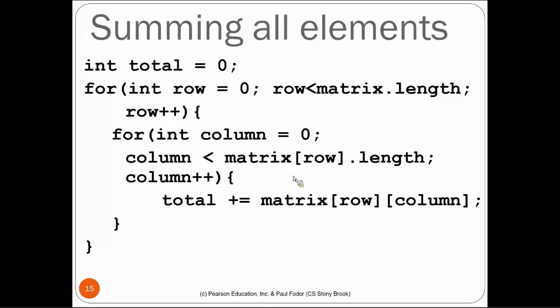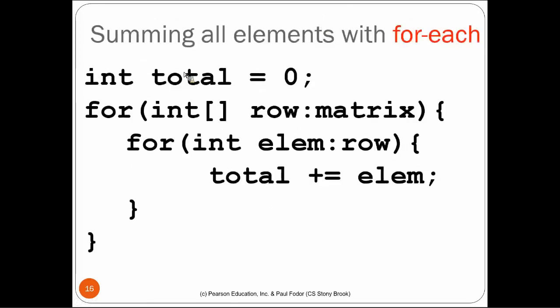If we need to sum the elements of the matrix, in this case we really need to define a total before we actually start iterating over the rows and columns in each row. And we increment that total with the value of the element in that position. You can do exactly the same thing with for each loops. So for each loops, we start with a total equal to 0. For every row in the matrix and for every element in the row, the element is added to the total.